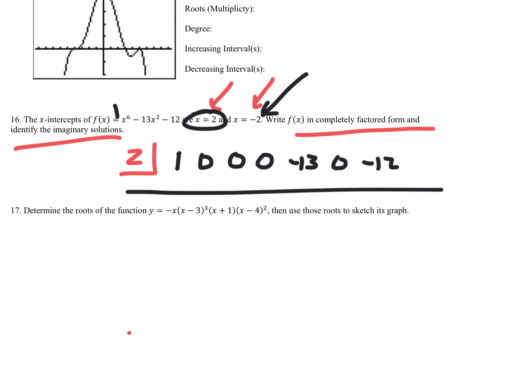All right, what are the roots of this? Well, they're just the x-intercepts. That's super easy. And you could sketch the graph of it. We've made it to the end of this.